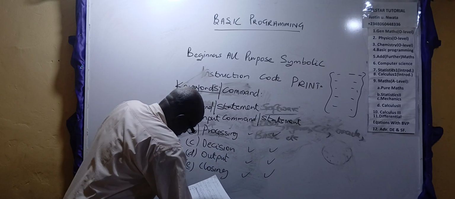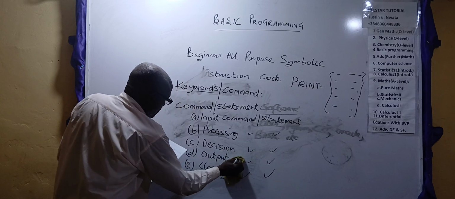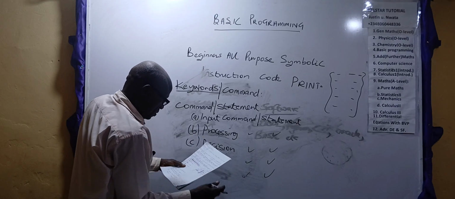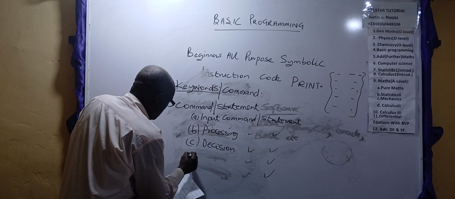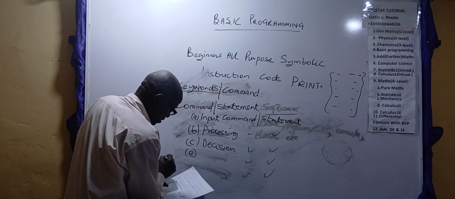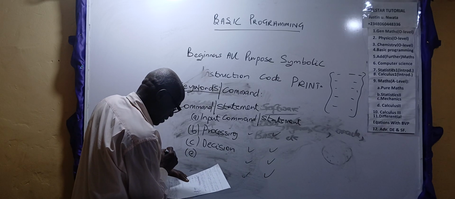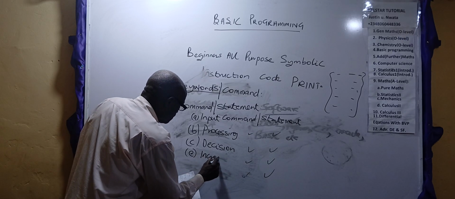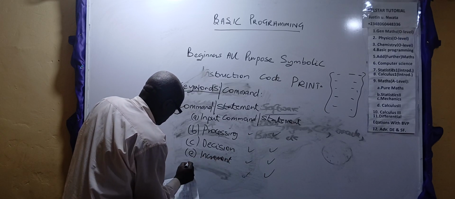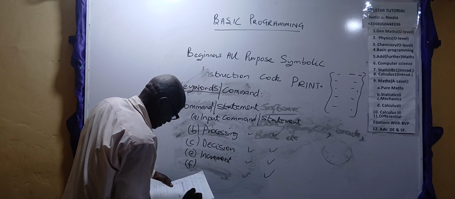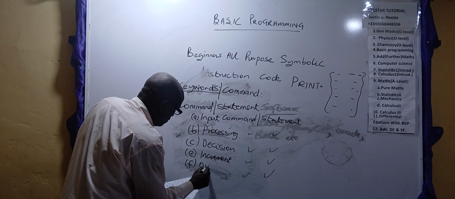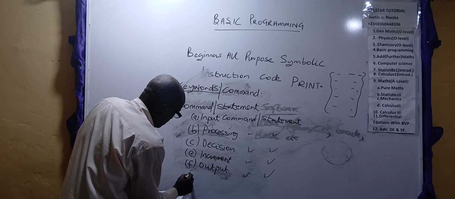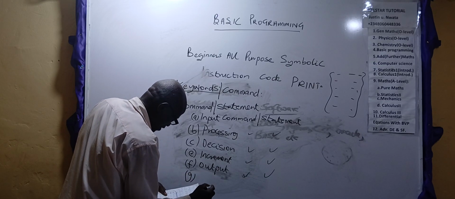Now look at the other one. I have E, A, B, C, D. E, increment. EF, output. And then closing statement, closing.